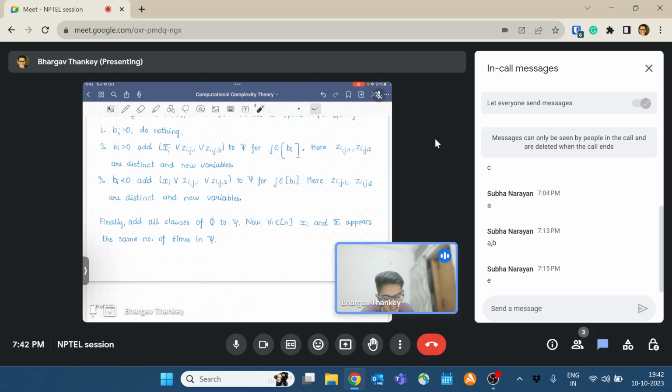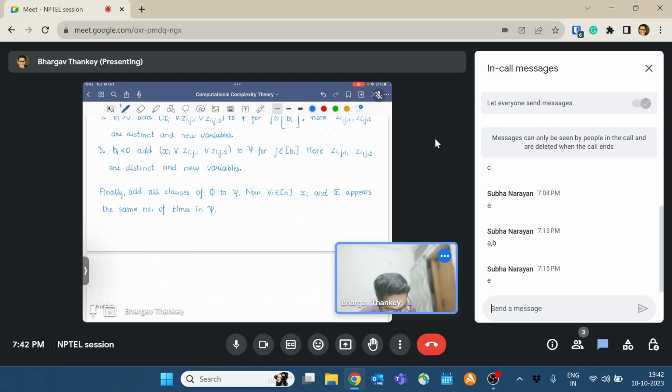And this is true because, let's say xi appeared more times, bi many more times, and we have added xi complement bi many more times, right? And similarly in the other case. So now at least psi is a balanced formula, right? Also, psi can be computed in polynomial time.